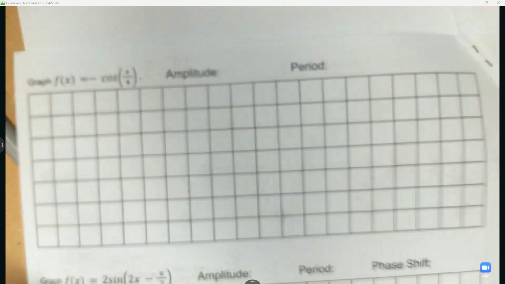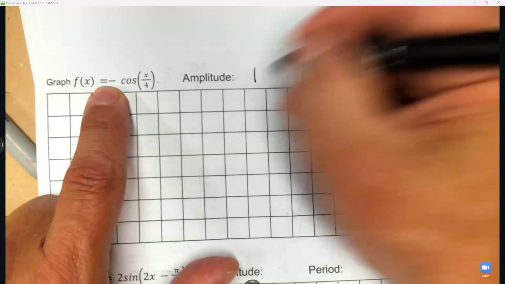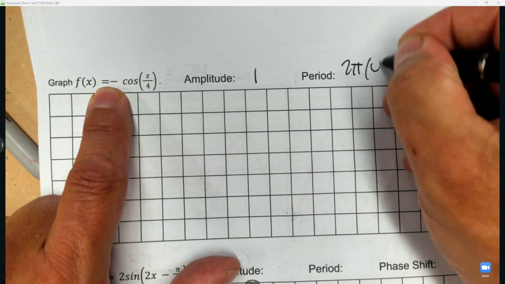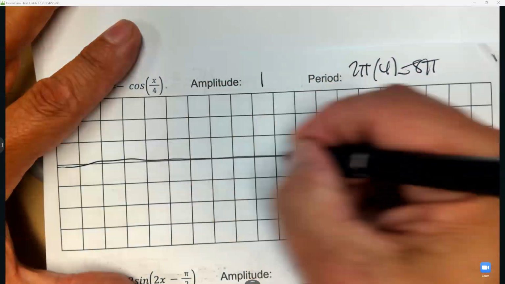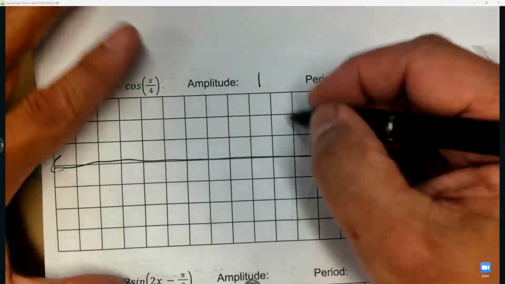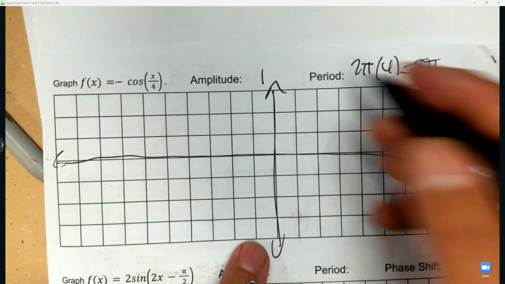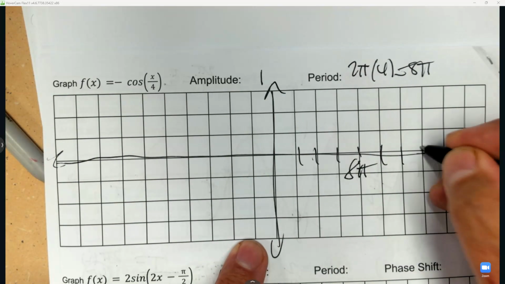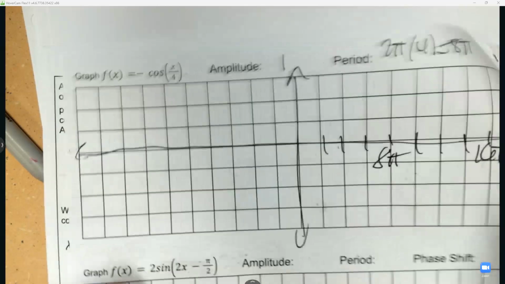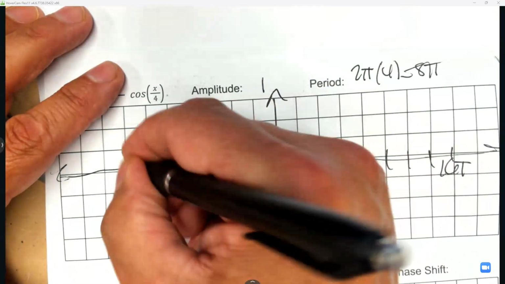All right, a few more graphs. Can we graph this one? The amplitude is positive 1. The period is 2 pi times 4. That's 8 pi. I'm going to draw a set of axes. And again, because it's 8 pi, I'm going to go 1, 2, 3, 4. That's 8. 1, 2, 3, 4. That's 16. Just double it. 2, 3. That's negative 8 and negative 16.